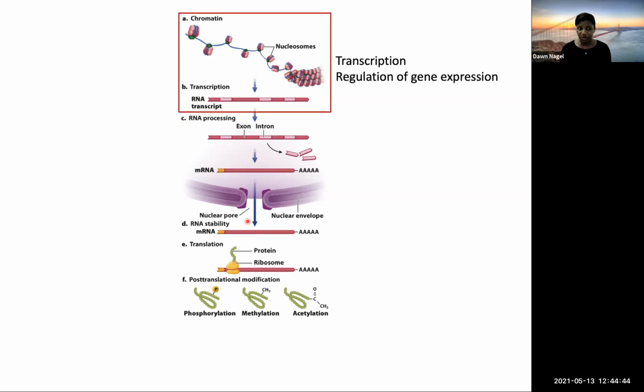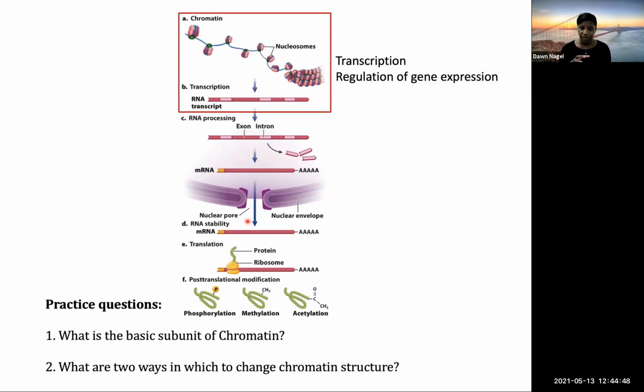So when you're thinking about studying for the exam for lecture 10, in addition to what's on the study guide that's posted, you want to think about questions like, what is the basic unit of chromatin? I think I already mentioned this to you guys previously. And then also think about two of the ways in which you can change the chromatin structure, right? There's at least two ways that you can do this, and really understand what those two ways are and what might be the proteins involved in that kind of modification. Okay.